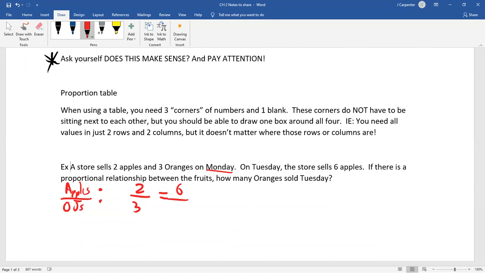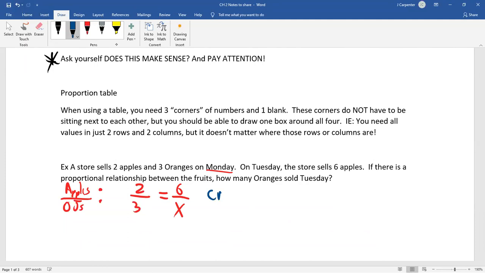How many oranges were sold if this is proportional? So we were told this is proportional, which is why I've chosen to set up this fraction equal to a fraction. We don't know how many oranges were sold, so give it a letter. Give it X. Or O if you want to be a little bit of a pain, because O looks like 0. Not my favorite letter choice, but you could do it.